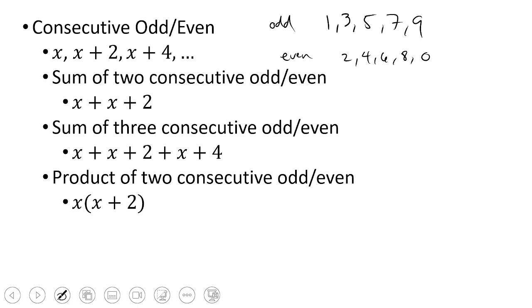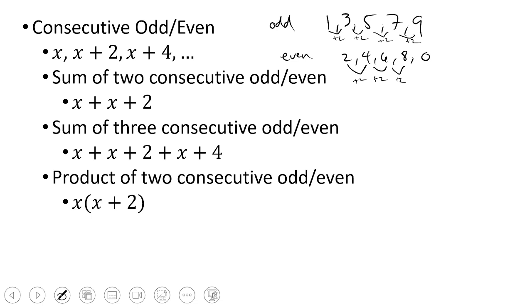You will notice going from 1 to 3, you add 2. From 3 to 5, you add 2. From 2 to 4, you also add 2. From 4 to 6, you also add 2, and 6 to 8, you also add 2. So if you have consecutive odd or consecutive even numbers, your first number is x, your second is x plus 2, your third is x plus 4, and so on.